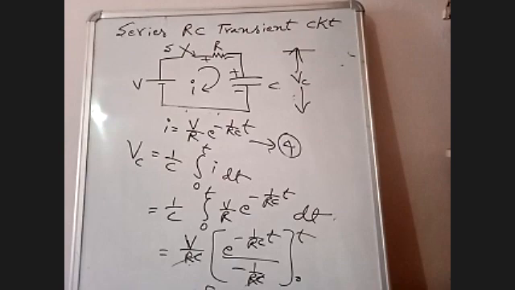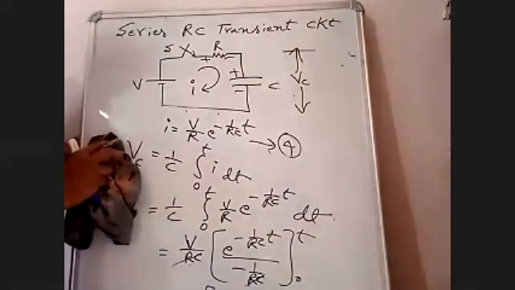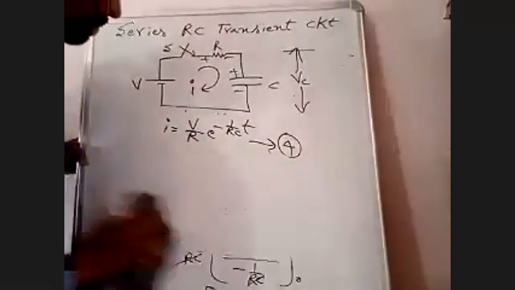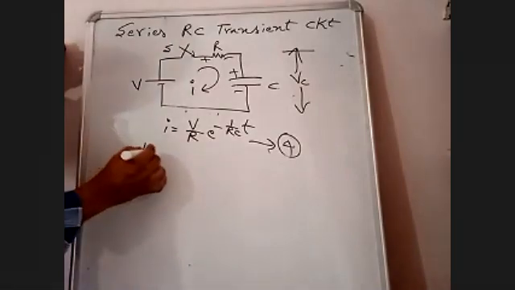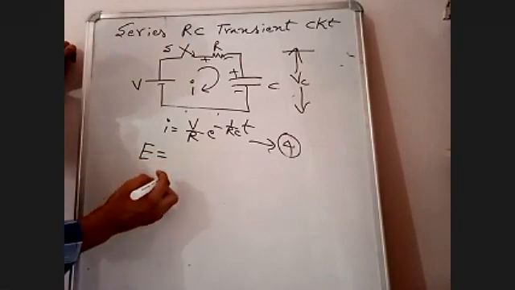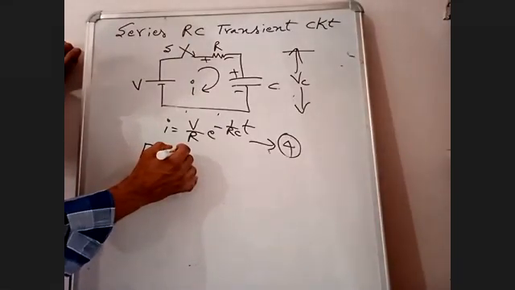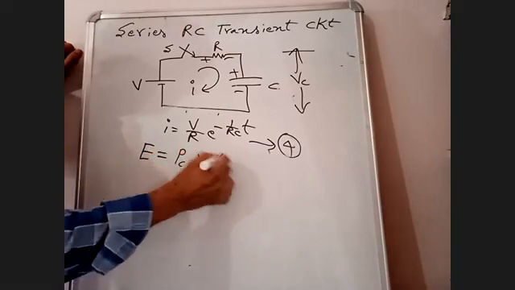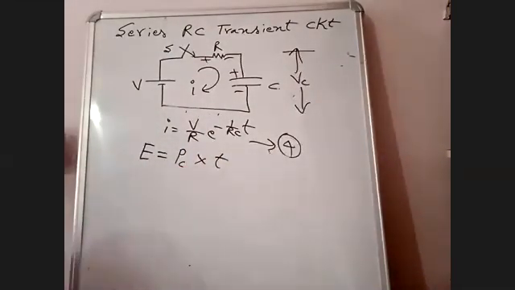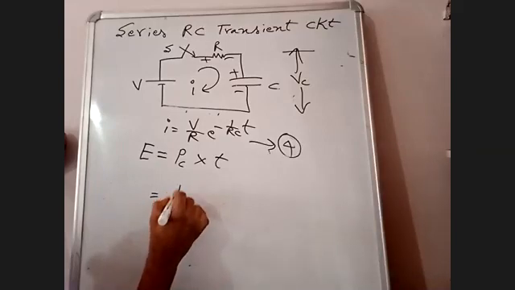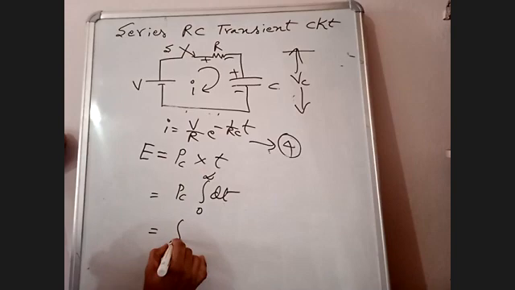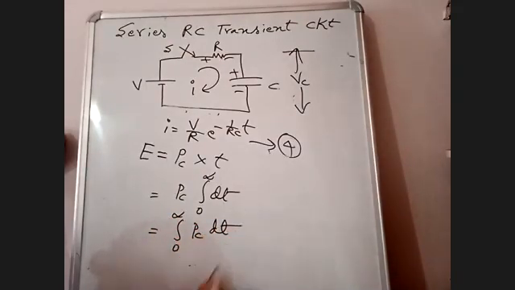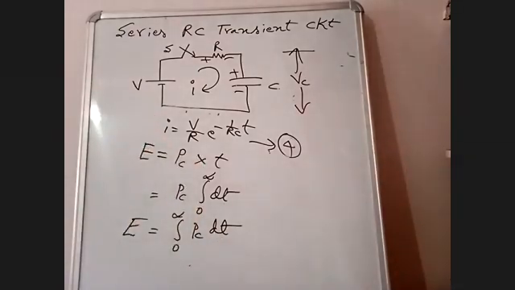Now, I will determine the energy in the capacitor. Energy in the capacitor is equal to power in the capacitor into time, that is, the integral of power in the capacitor dt. Now I can take this as the integral from 0 to infinity of power in the capacitor into dt. This is the formula for energy.